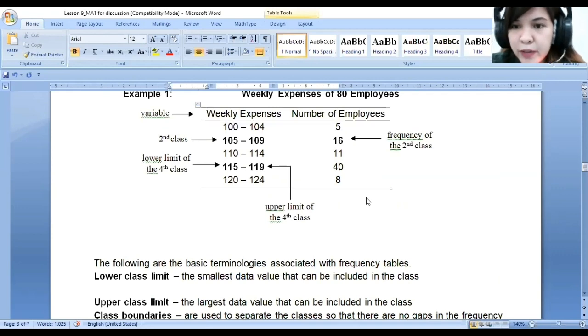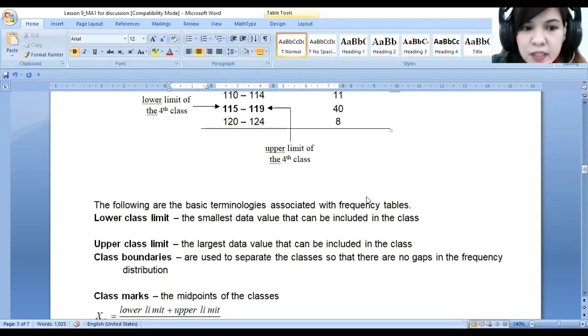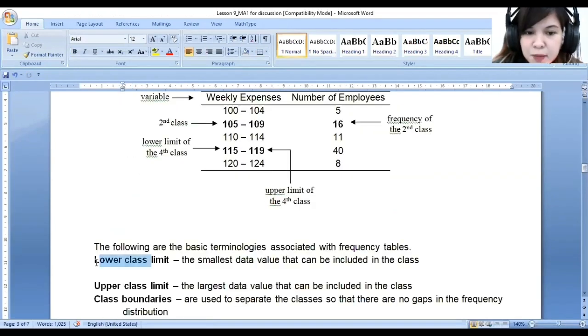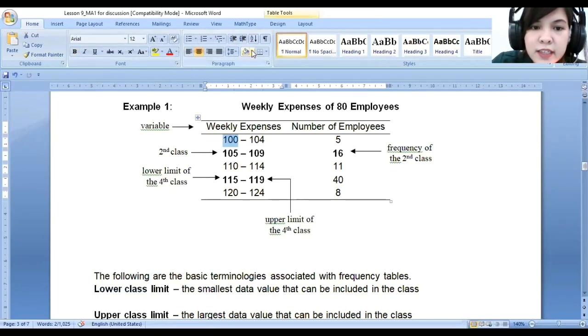So from this table, we have the following terms that you can associate. The first one is lower class limits. The smallest data value that can be included in the class. So, ang lower class limit, kung makikita nyo yung first column natin, lahat na nasa left side. Example nito, 100. Ayan, lower class limit, 105. Then 110. 115, 120. So, lahat na nasa kaliwang bahagi, siya yung lower class limit.